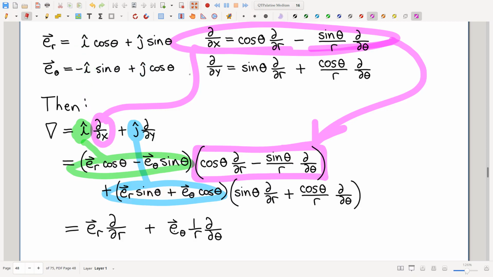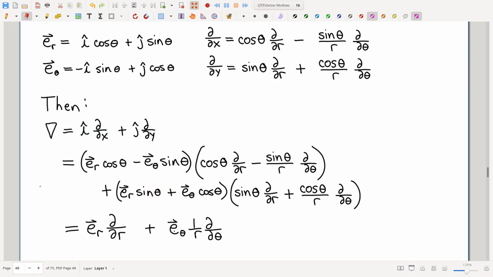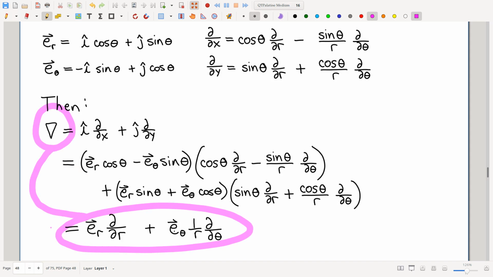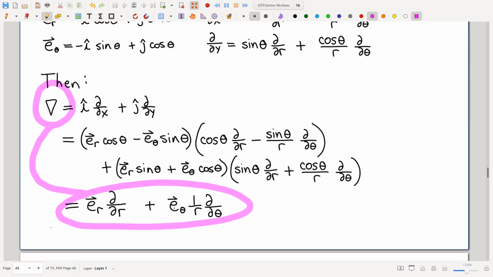And then again, another good exercise. This isn't even all that bad, but you can work all of that out, multiply, collect terms, and you get some nice cancellations. The Pythagorean identity comes up at least once, or is it twice? And boom, you get a nice result. So here is what you will call the polar del operator.